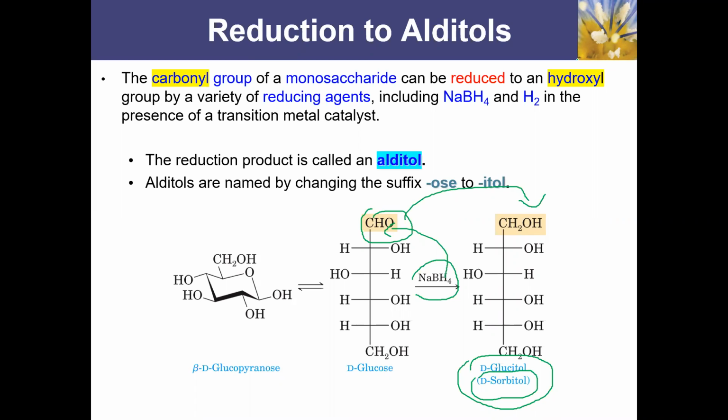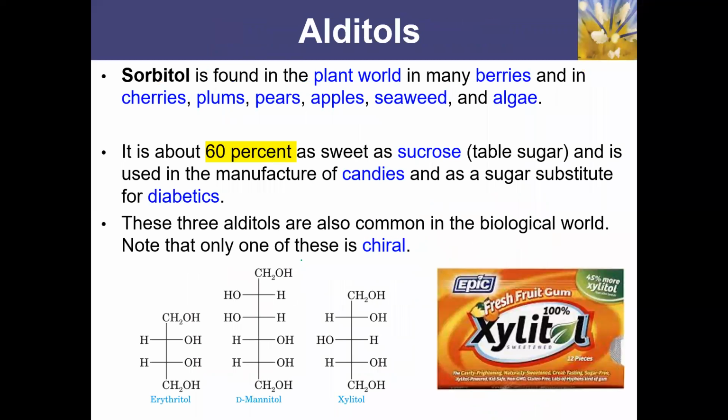Does anyone know what is a sorbitol? No idea. Okay, no issues. I'll explain to you. Okay, sorbitol is basically found naturally in various berries, cherries, plums, pears, apples, seaweeds, algae, right? Now, sorbitol is basically the polyalcohol which we got from, for example, glucose.